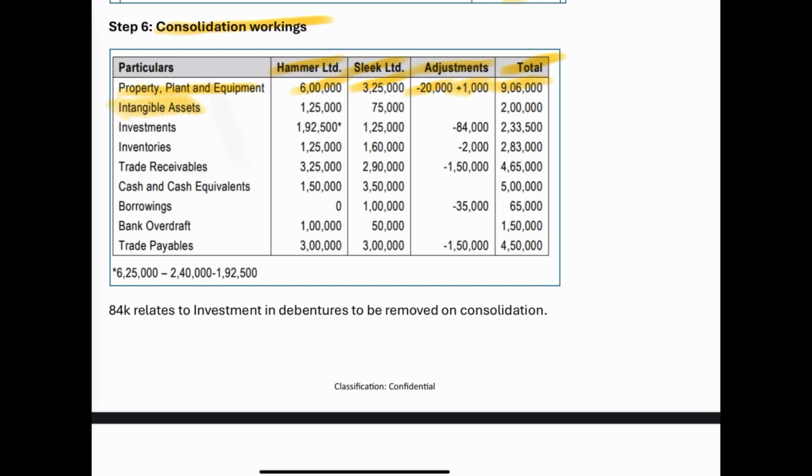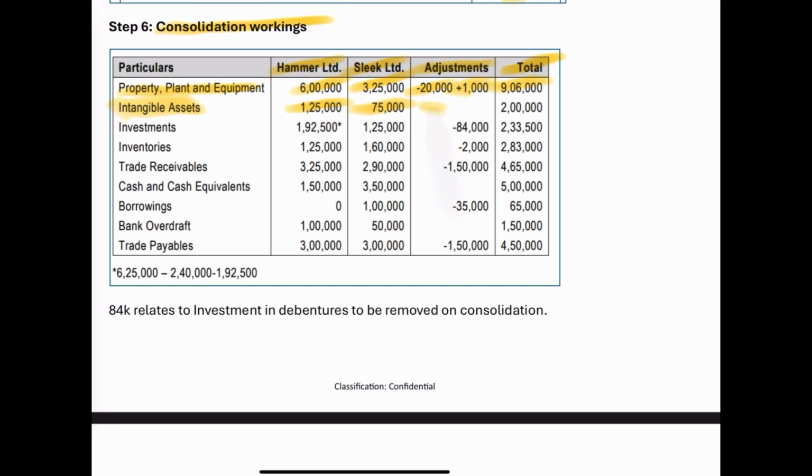Then next, intangible assets, which is purely the goodwill. Ideally the goodwill would require some adjustment, but in this case, since from Sleek Limited we have only capital reserve and not goodwill, we can assume the existing goodwill has nothing to do with the investment from H Limited in S Limited. Probably this could be out of their other investments.